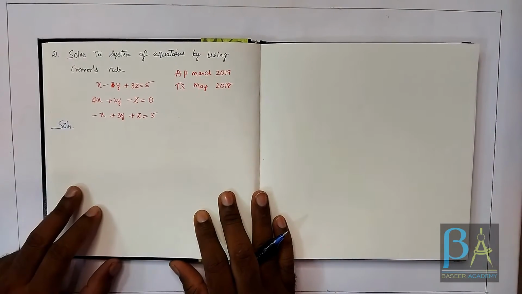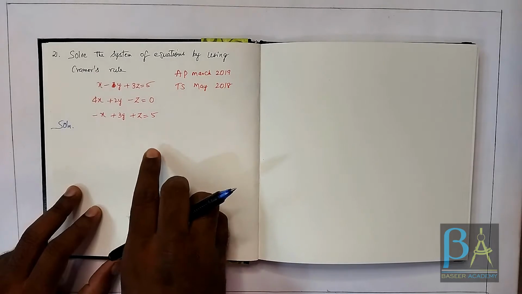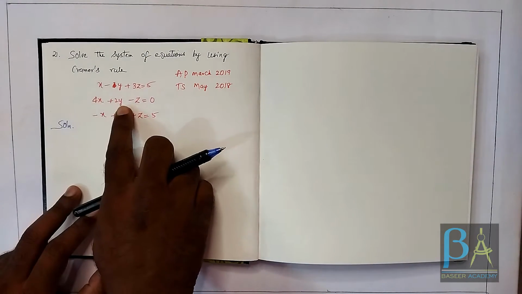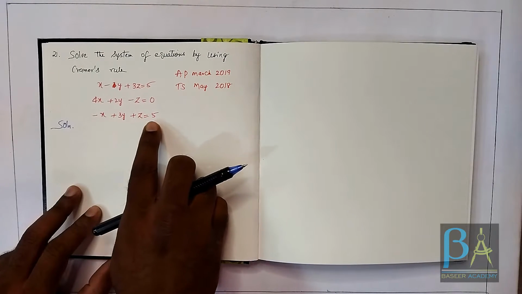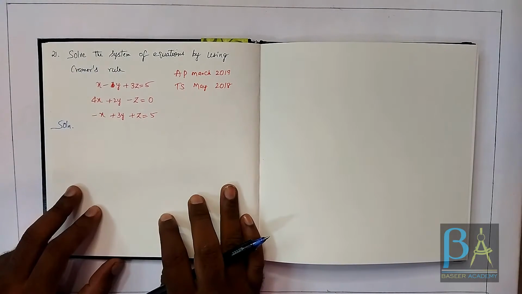My name is Basir. In this video, I will teach you how to solve a system of equations by using Cramer's rule. Now we have three linear equations given to us. x minus y plus 3z is equal to 5, 4x plus 2y minus z is equal to 0, minus x plus 3y plus z is equal to 5. We are supposed to solve these system of equations.